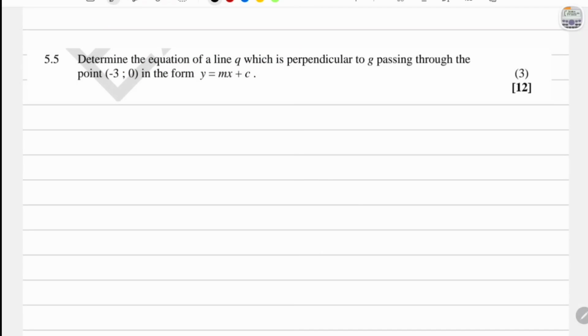Then we are on the last question in question 5, which is 5.5, and it says, determine the equation of a line Q, which is perpendicular to G, passing through the points -3 and 0 in the form of y is equal to mx plus c. So they're just saying that you need to find the equation of a line, and the name of the line is Q. But Q happens to be perpendicular to G, and it passes through the point -3 and 0. And we need to just write the equation in the form of this.